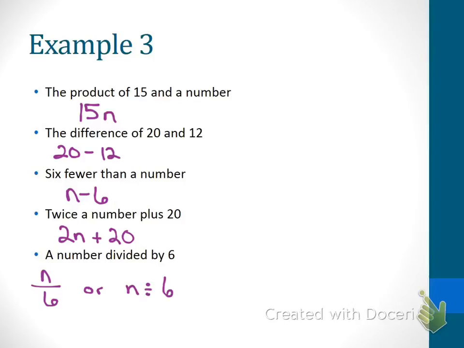All right, so we're translating phrases into expressions. You're going to have a section like this on your homework tonight. All right, any questions? Anything at all? Any questions? All right, if you understand that, that's everything you need to know for 1.1.